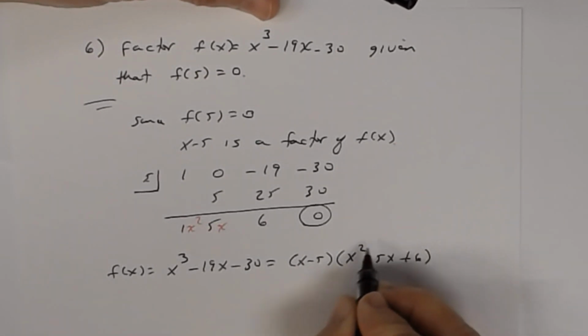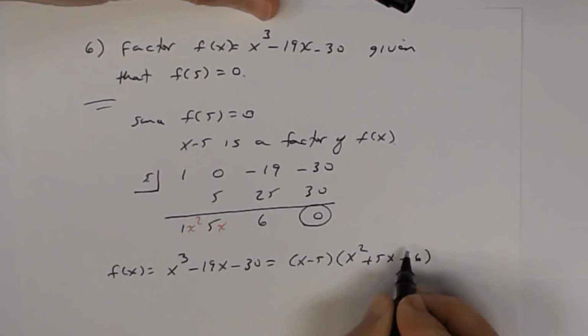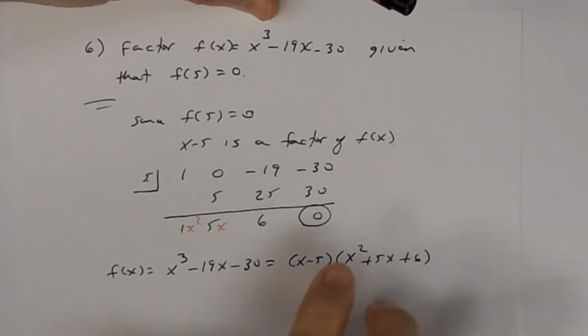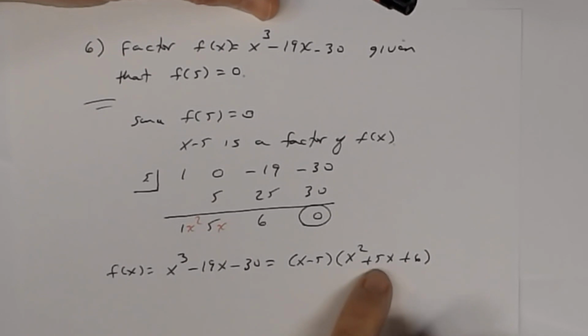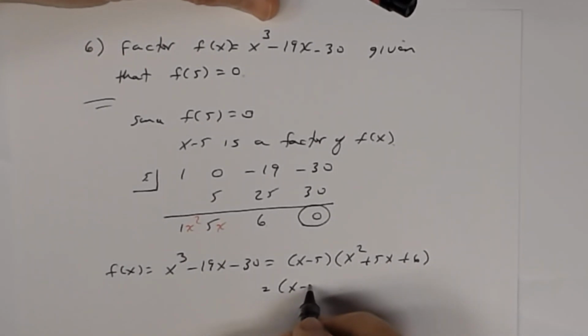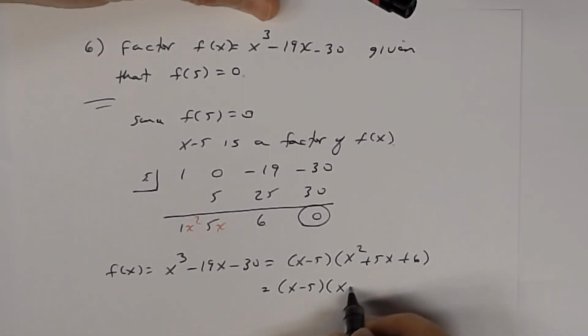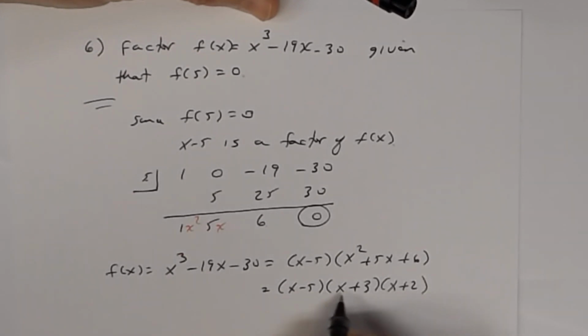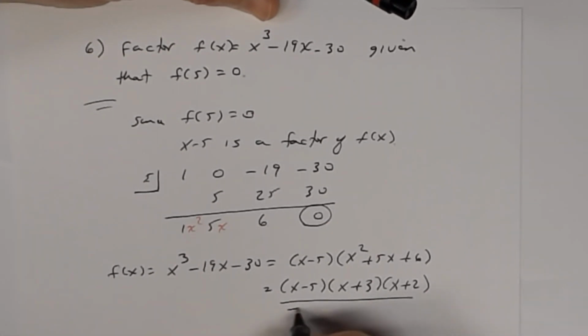And now look, remember in a previous course last semester, when you factored, you were always told to factor completely. See this trinomial right here? I can factor this further. So this becomes x minus 5 times, and when I factor this, this will be x plus 3 times x plus 2. So there's your answer. x minus 5 times x plus 3 times x plus 2. So those are your factors.